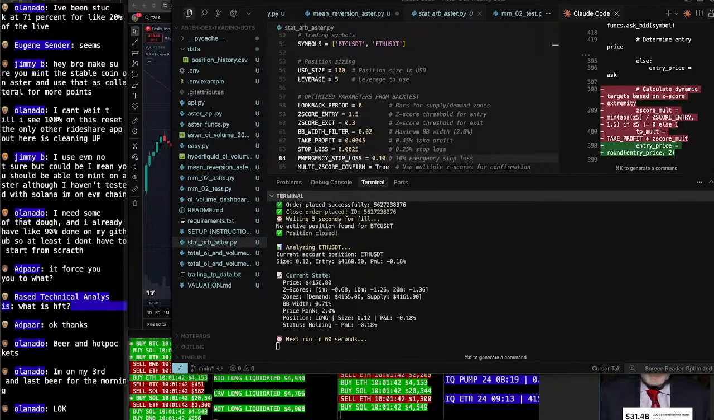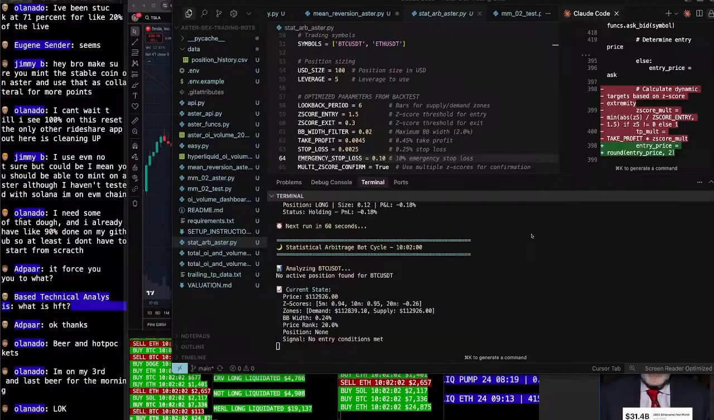Let's see how much I lost on that trade. I actually won on that last BTC trade, so this is using the Z-score here. I'm gonna pull this out, bro. Pull this out and put it on another terminal maybe, because I do have some other things I want to test here today.